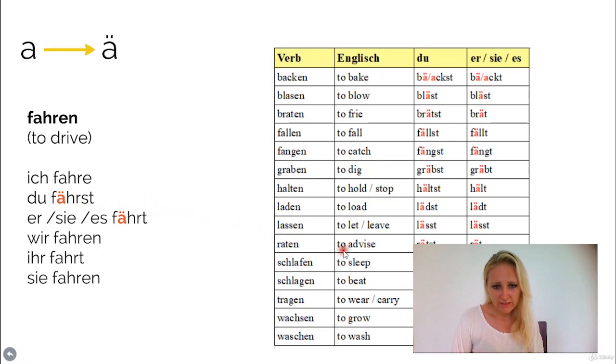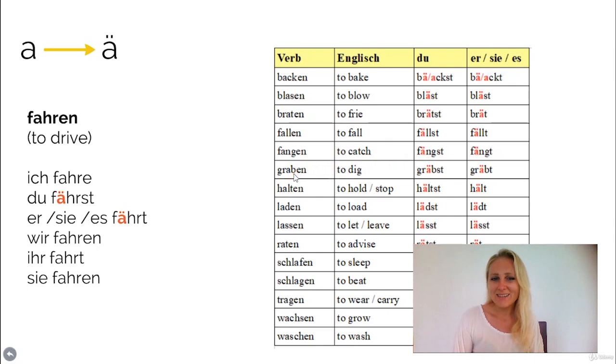Then the next, let's have a look at those. Backen, to bake. It's possible to say du backst or du bäckst. Both are possible. Okay, it's a verb where both work. Blasen, to blow. Du bläst, er bläst. Exactly the same conjugation here. Braten, to fry. Du brätst, er, sie, es brät. Fallen, to fall, du fällst, er, sie, es fällt. Fangen, to catch, du fängst, er, sie, es fängt.